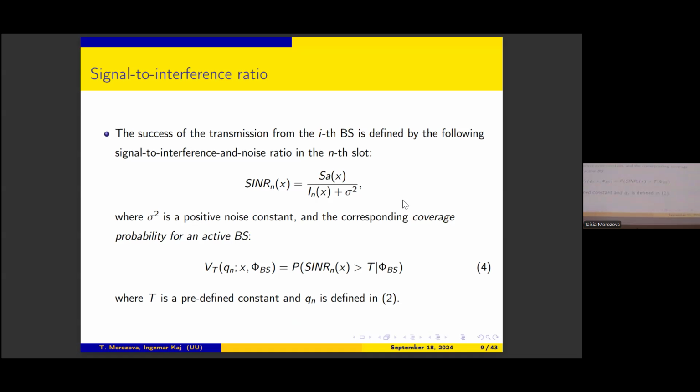Then we define this general signal to interference plus noise ratio, right? So basically just how much signal power you have with respect to the interference and some additional noise. So sigma squared in this case is just some Gaussian noise, some constant. And then we say that the transmission is successful whenever this ratio exceeds some predefined bound t, right? And then we define the coverage probability, so the probability that this ratio exceeds the bound t, which means the transmission is going to be successful.